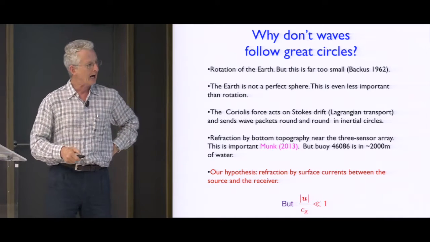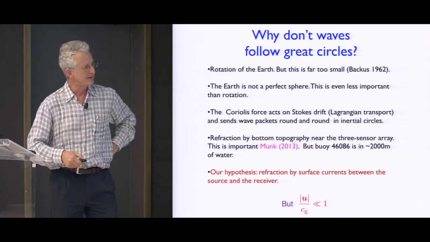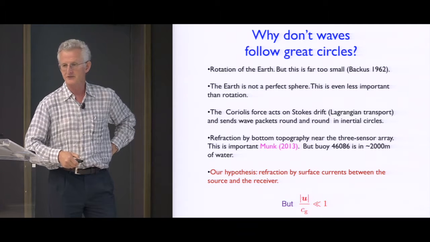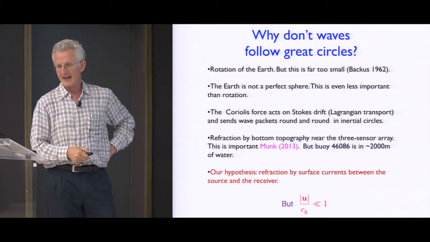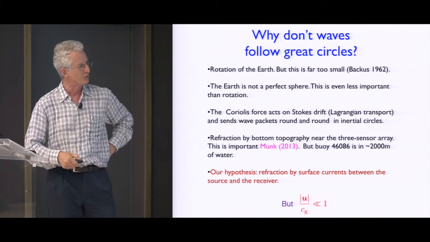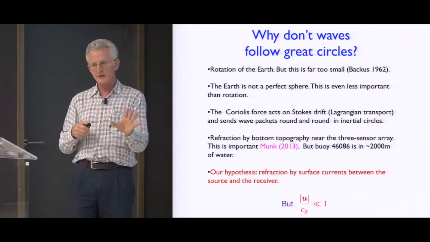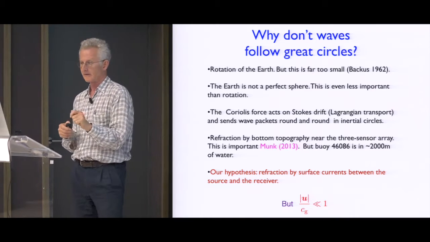Notice that this is a small parameter. Typical ocean current speeds are maybe 10 centimeters a second, whereas the group velocities are much faster, 10 meters a second. So there's a small parameter here. So this is a question of how this relatively small parameter can produce the observed deflections. It could be that the wind is a contributor to this, but we believe it's a secondary effect.